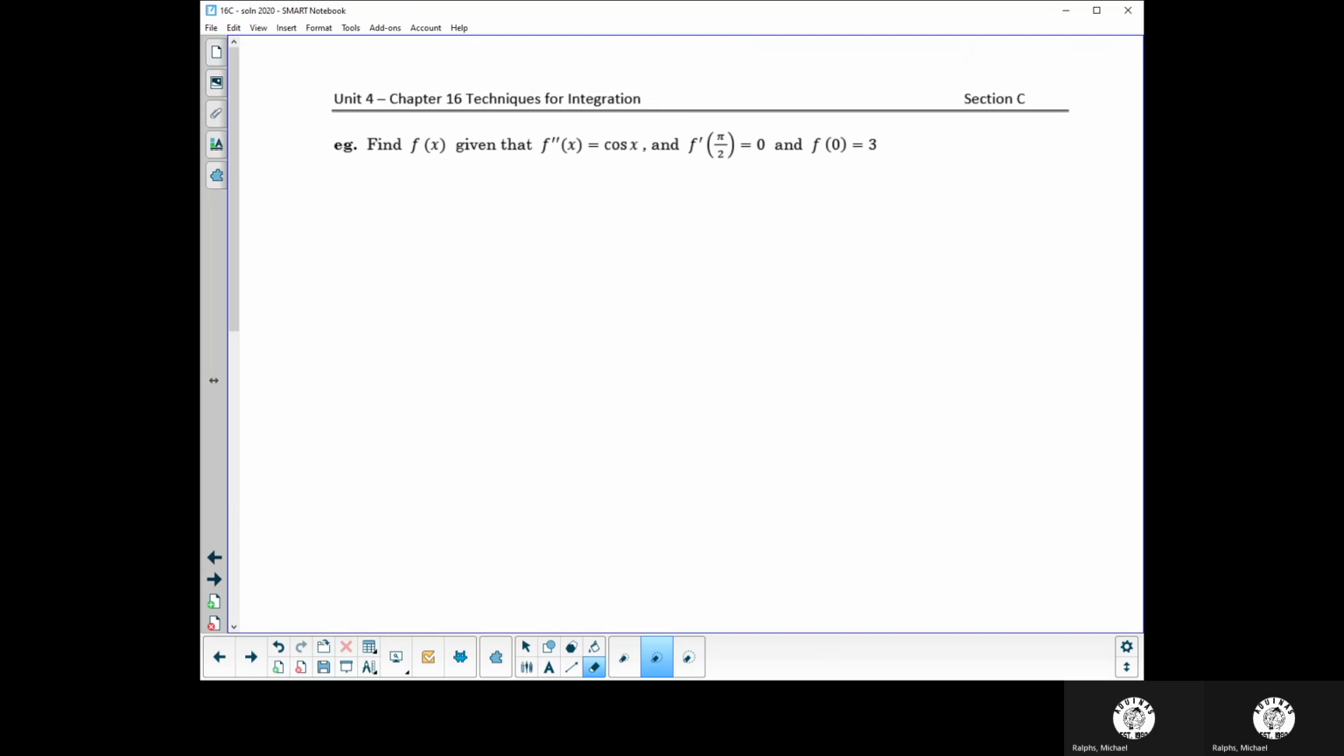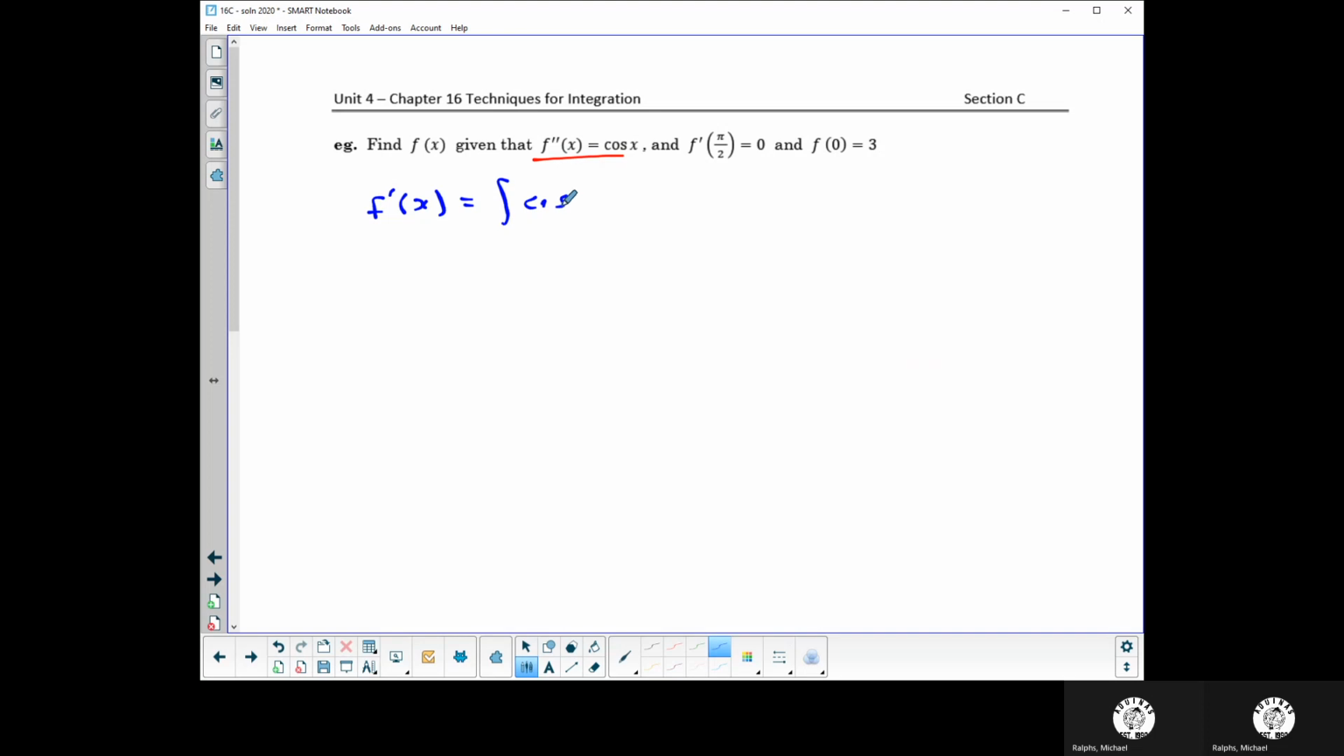So we want to find f of x, given that f double prime of x equals cosine x. And then we're given the other information about points on the derivative function, the gradient function, and also on the original curve. So if we're given f double prime of x, that means that when we integrate that, we'll first be finding f prime of x. Okay, so we know the integral of f double prime of x will give you f prime of x.